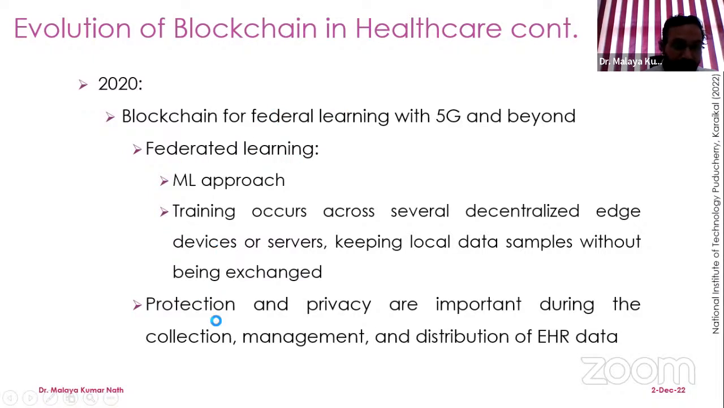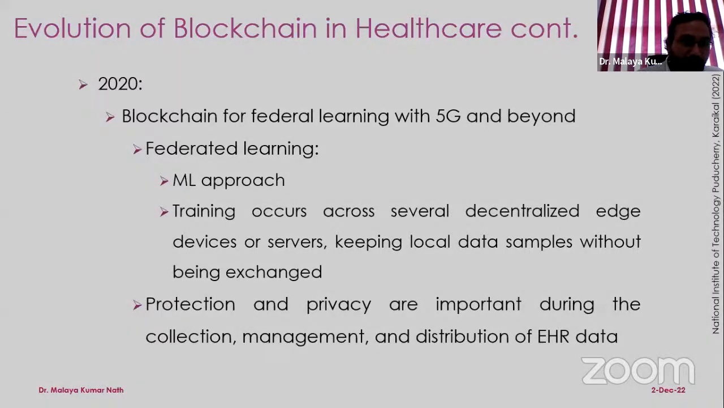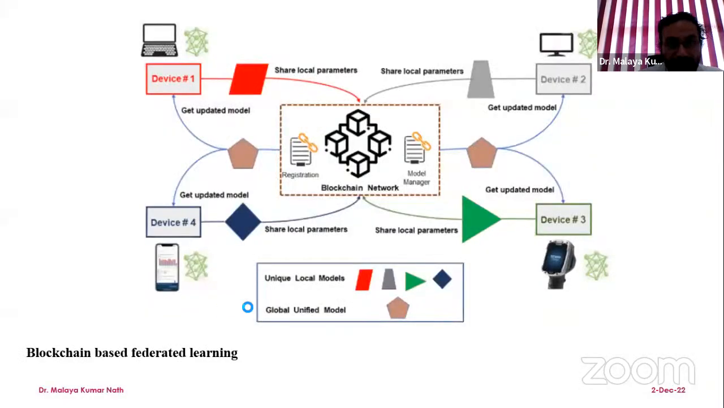So due to federated learning, protection as well as privacy are very important during the collection, management as well as distribution of electronic health record data. Because in this case, the data is kept at the local server without being exchanged. This is analyzed with the help of federated learning. So this is one of the blockchain-based federated learning systems.